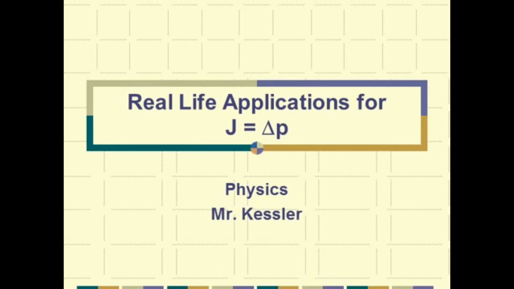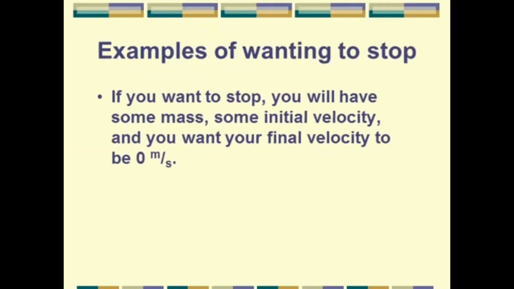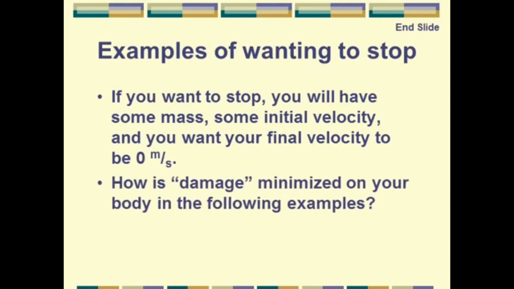All right, so what are the applications of impulse equals change in momentum? How does that actually affect real life? What are the concepts behind it? All right, so for the first one, if we want to stop, you have some mass with some initial velocity and it's going to have a final velocity of 0. Oftentimes we could think of a car wreck or something like that. How do you decrease the amount of damage in the process?